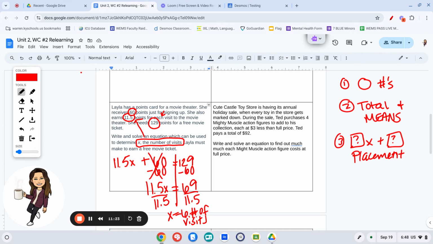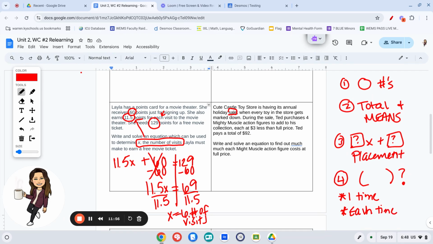All right, last one. Cute Castle Toy Store is having an annual holiday sale. So right there, if I see the word sale, I'm thinking subtraction at some point. Because if we're having a sale, then we're going to be taking money off. But your fourth step down here is going to be determining if you need parentheses. So you're trying to figure out one time or each time.